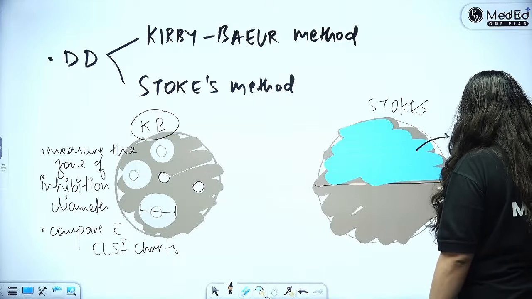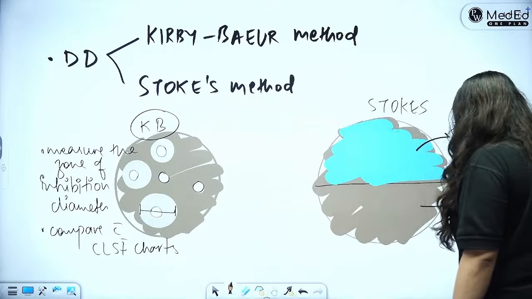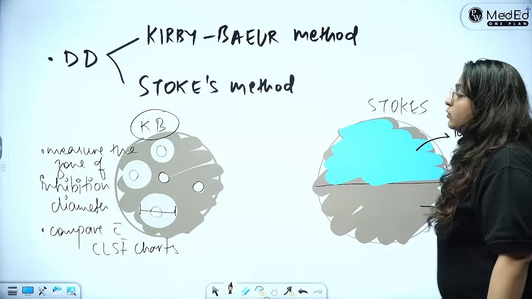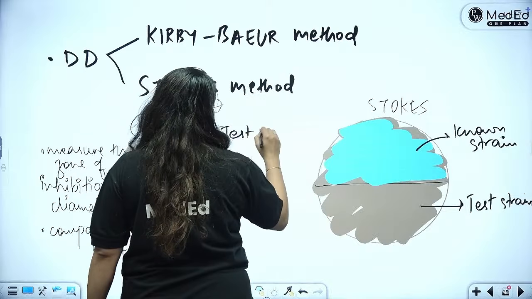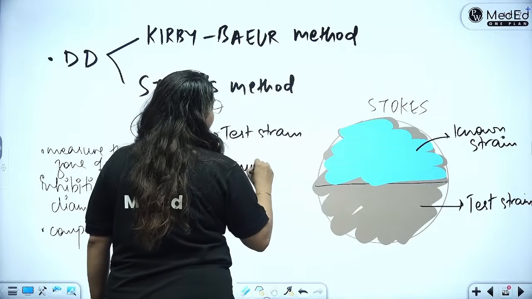I know how this bacteria behaves with the antibiotic that I am putting, and this here is the test strain. This is the strain of bacteria which I am using on the patient. Over here, we were only using the test strain, and we were using multiple antibiotics.